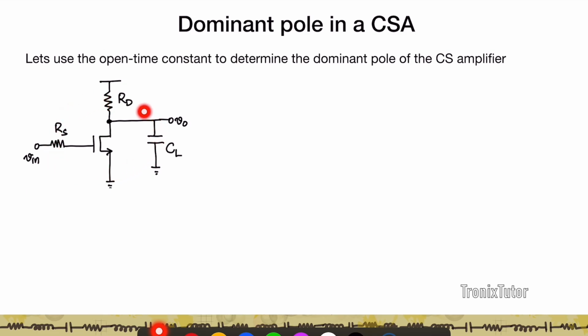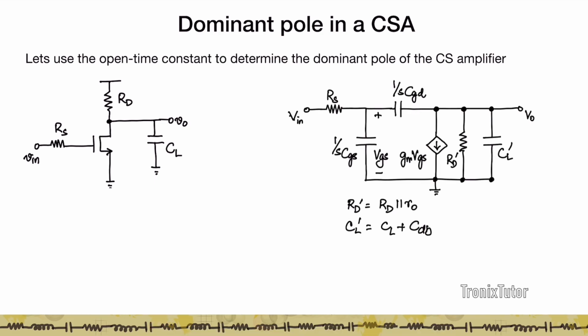So again, here is a common source amplifier. You have a signal source with a resistance Rs, a load resistance Rd, and a load capacitance of CL. Right. So if I look at the small signal equivalent of the circuit, it looks like this. There is a CGD between the gate and drain, a CGS between the gate and source, and you have RD, which I will call RD prime, which is nothing but RO falling across RD, so I'll call RD parallel RO as RD prime. And similarly CDB, which is the load component of this capacitance, will fall in parallel with CL, and so we'll call CL prime as CL plus CDB.